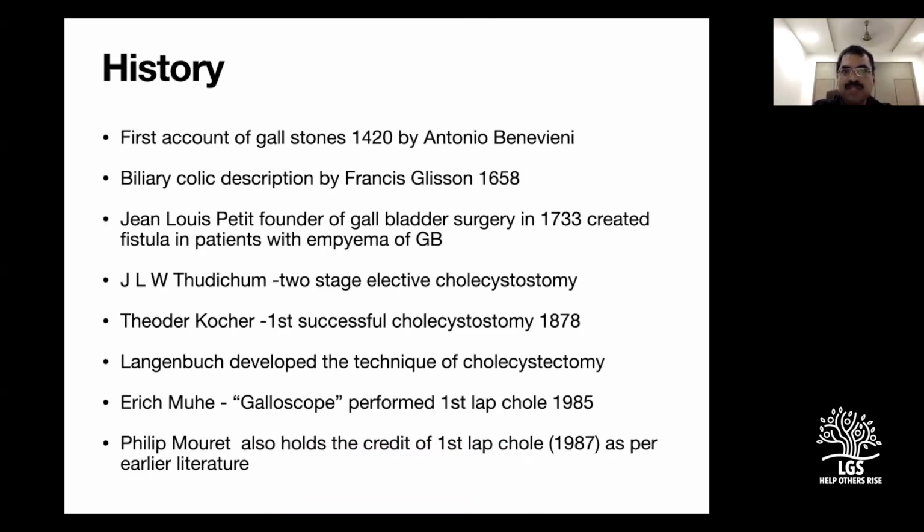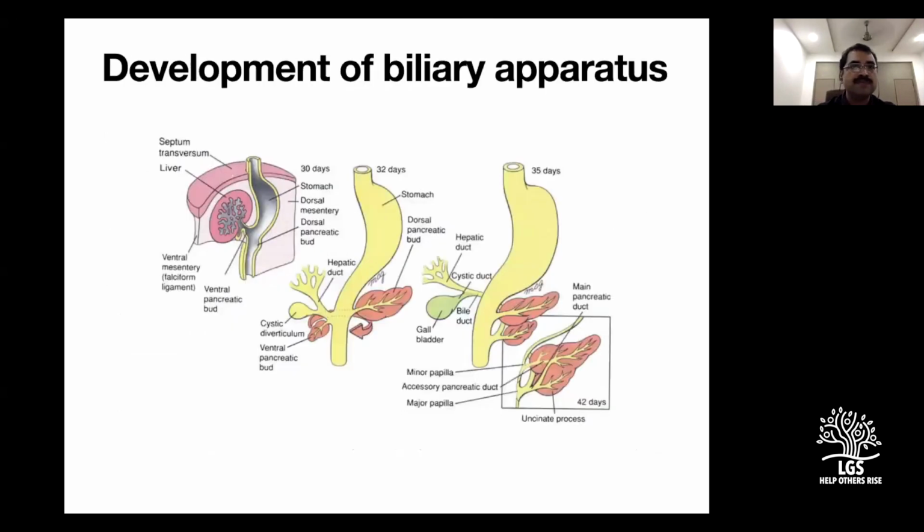Later, cholecystectomy was done by many persons. But the next milestone in gallbladder surgery came when the laparoscope was introduced. There are controversies in the literature, but the first laparoscopic cholecystectomy internationally was done by Erich Mühe in Germany. Philippe Mouret, almost at the same time, also did the first lap chole, as shown in earlier literature. But when you confirm, it is Erich Mühe who did the first lap chole.